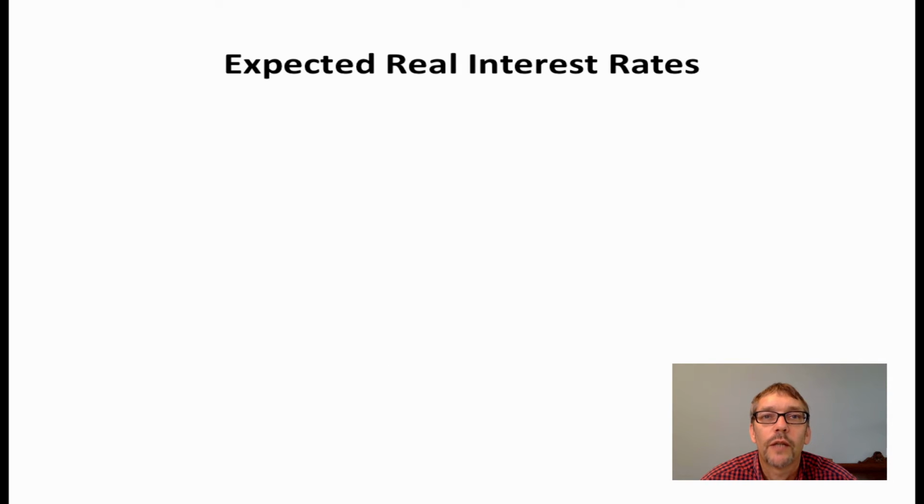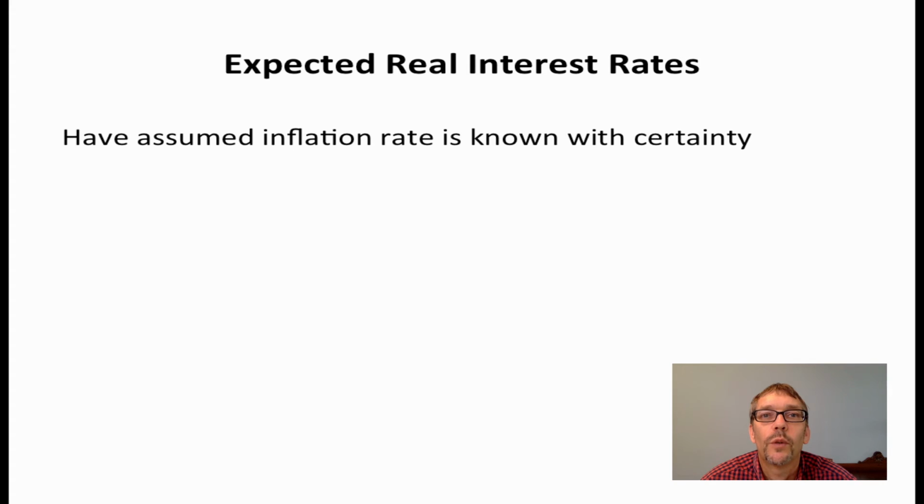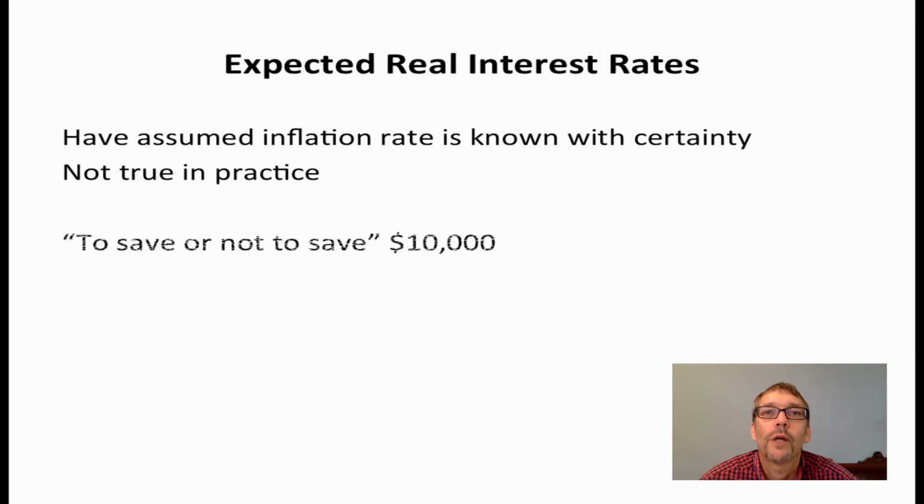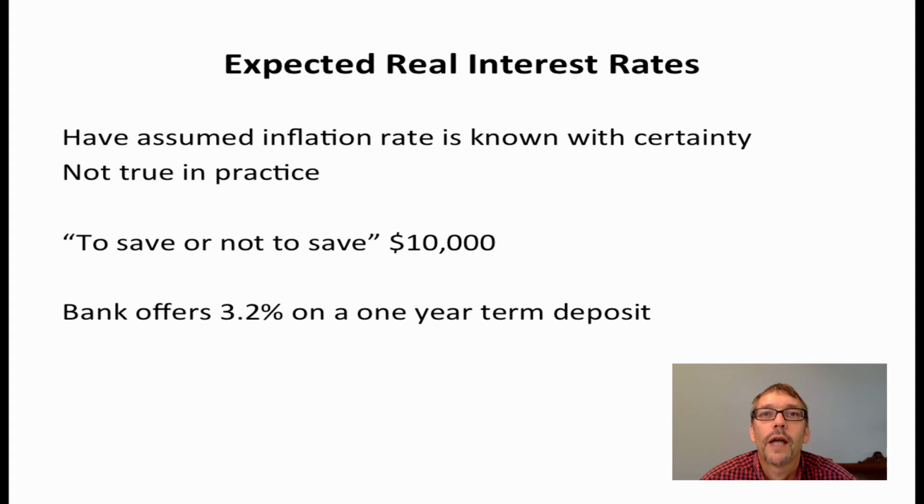So far in calculating the real interest rate, we've assumed that we know with certainty the rate of inflation that will occur over the period of the loan. In practice, this will not be the case. Consider the following example. Suppose you're trying to decide whether or not to save an additional $10,000 by placing the money in a one-year term deposit. At the time I recorded this video, the Commonwealth Bank was offering a term deposit for 1 year with a nominal interest rate of 3.2%.